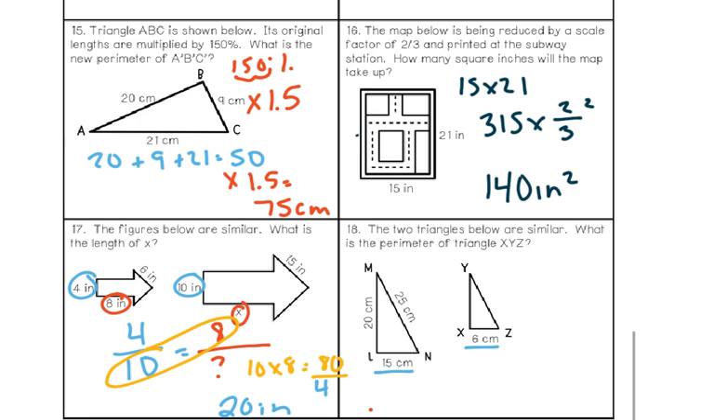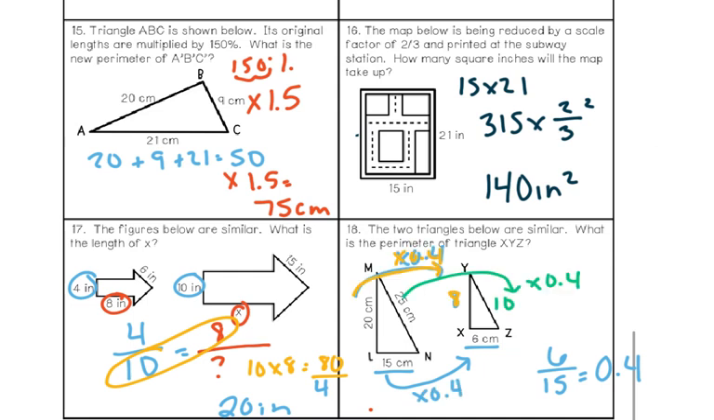To do this, I'm going to take my new drawing, which is 6, and divide it by the original, which is 15, and this is going to get me a scale factor of 0.4. I can always double check this by doing 15 times 0.4, and it does give me 6. I do this for all of the other side lengths as well. 20 times 0.4 is 8, and 25 times 0.4 is 10. Now that I have all three side lengths, I can add them together to find the perimeter. 10 plus 8 plus 6 will give me a perimeter of 24 centimeters.